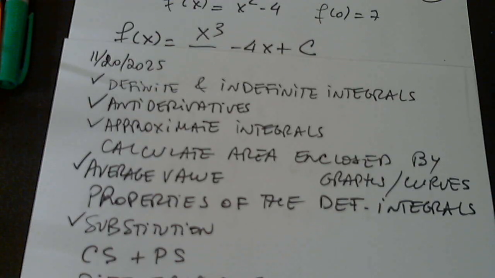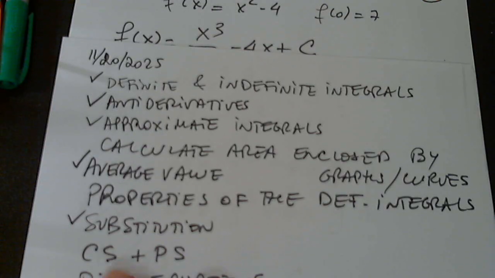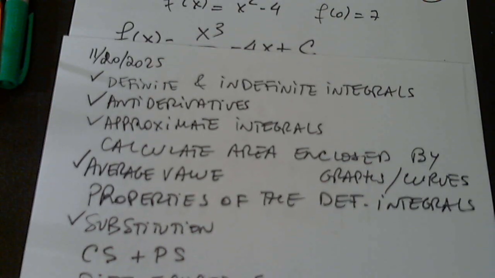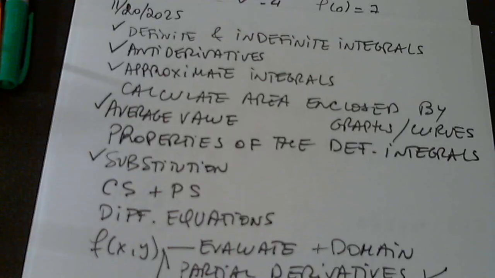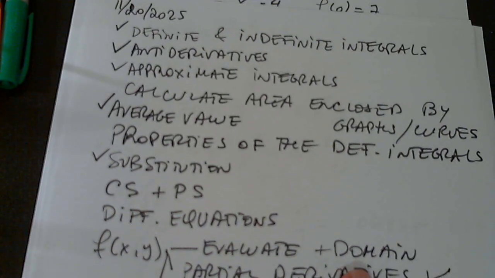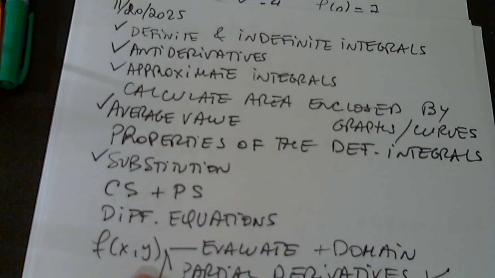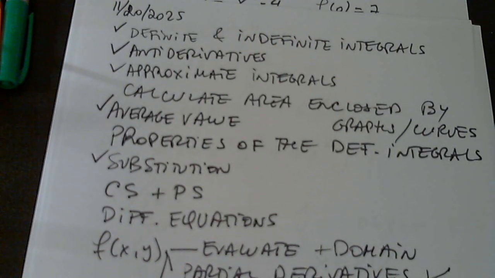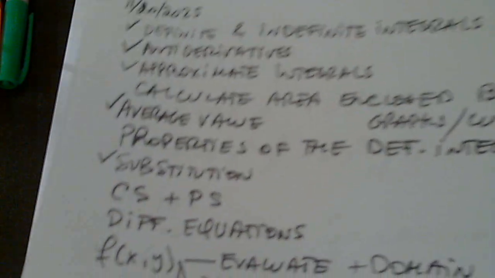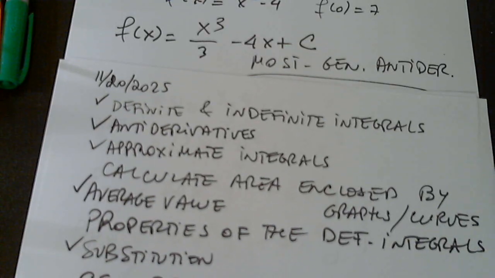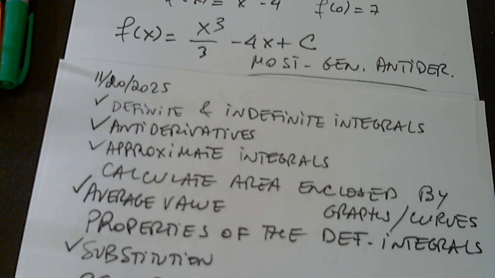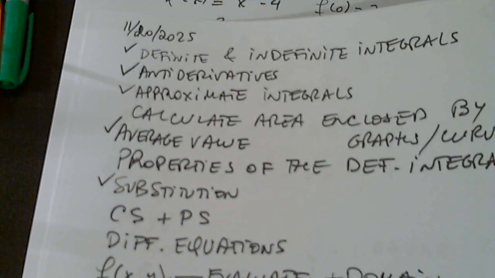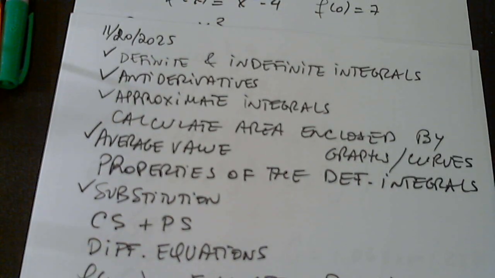Anything else? This is the consumer surplus and the producer surplus. Differential equations. How to evaluate and find the domain of a function of two variables. The partial derivatives, we looked at an example, the D-test to find max and min. Area enclosed by graphs or functions. And properties of the definite integrals.